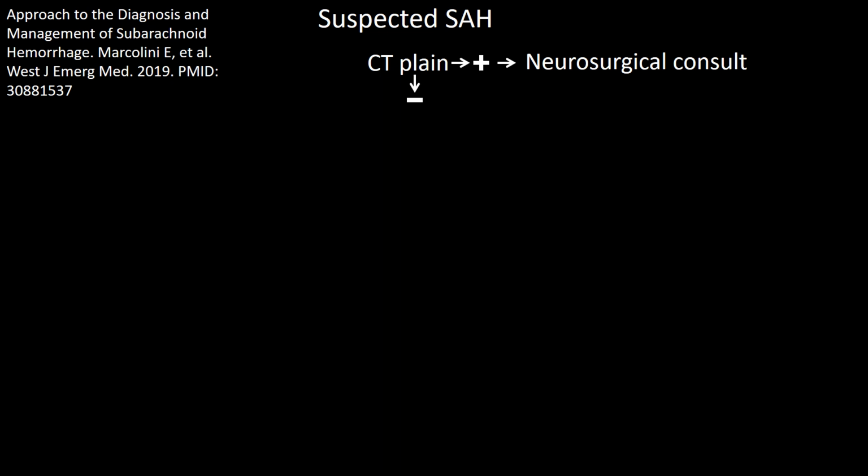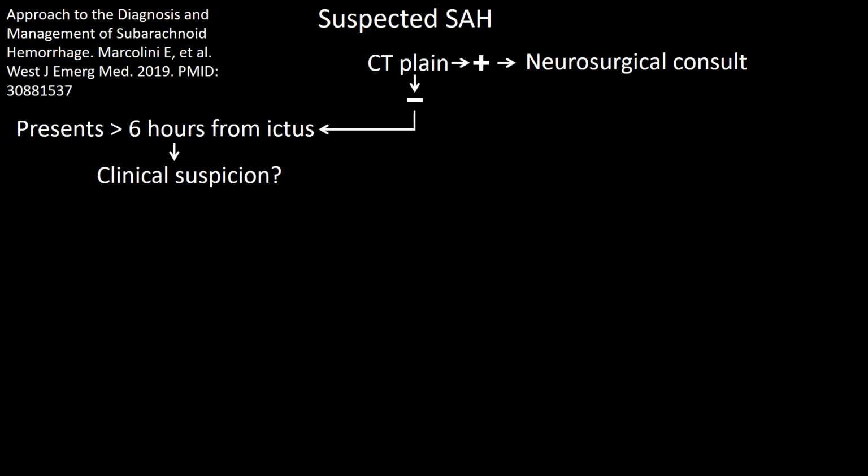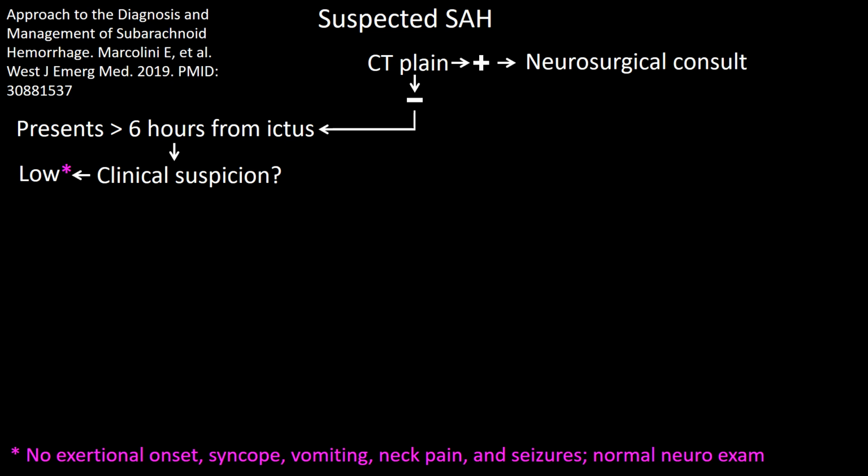If the CT is negative and you are seeing the patient more than 6 hours after the time of the ictus, you need to use your clinical judgment. If you feel that the risk of subarachnoid bleed is low because the headache was not triggered by exertion and has resolved by the time the CT was interpreted, because the headache was not associated with syncope, vomiting, neck pain, or seizures, and because the neurological examination is normal, you may conclude that no bleeding has occurred. This option should not be chosen unless the patient can be closely followed.